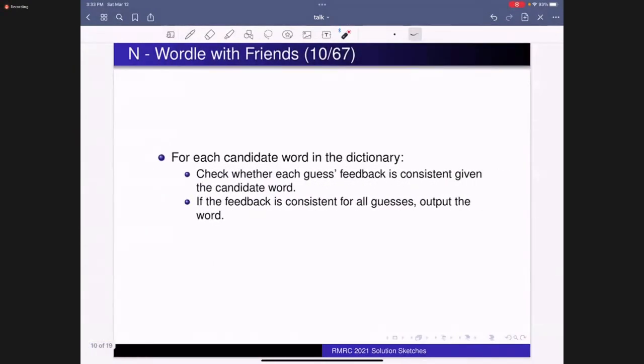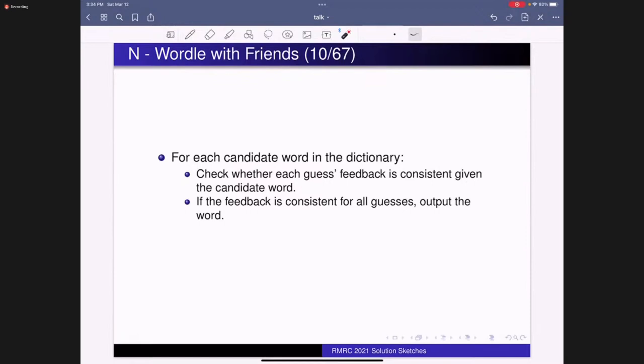Wordle of Friends is one of those ones where there's no fancy algorithms required to solve it, but it can be tricky to get the specific rules right for checking whether something is consistent or not. There's no real tricks to this apart from getting this detail correct. For each candidate in the dictionary, check whether each guess's feedback is consistent with the candidate word or not. In other words, is the candidate still a candidate after you compare it against all the feedback? That's just sitting through the rules and making sure you implement it well.